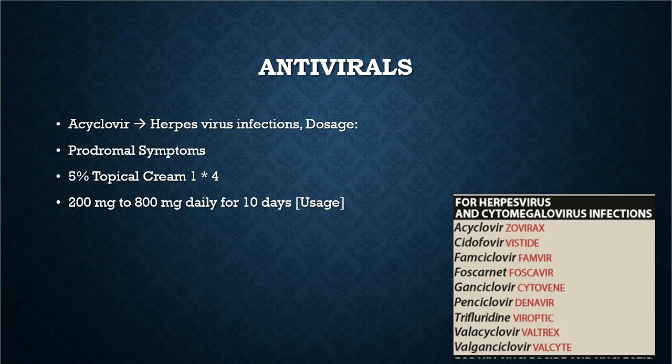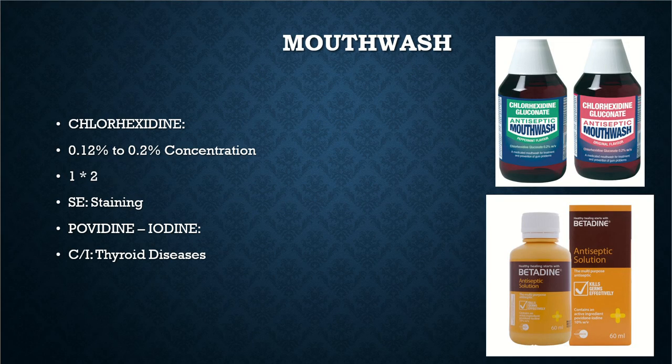Antivirals can be prescribed, acyclovir, but usually it should be started once the patient starts to feel that the symptoms are coming. If the symptoms have already appeared, it's not functional at all. Chlorhexidine mouthwash, 0.12 to 0.2% concentration, 1 by 2. The side effects: staining, so we should not use it for more than 14 days. We stop them and then we can go back after 1 or 2 weeks of not using them. Povidone iodine can be used also, but it's contraindicated in cases of thyroid diseases.